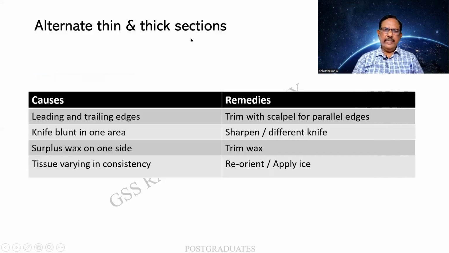Alternate thin and thick areas or sections. This can be leading and trailing edges. Knife is blunt in one area. You have to sharpen it. Surplus wax on one side. Trim the wax. And the tissue varying in consistency, reorient, apply ice. You'll have to trim with a scalpel for the parallel edges. These are all things which we used to do laboriously. But now even this area is being mechanized, so that we are losing track of the entire process.